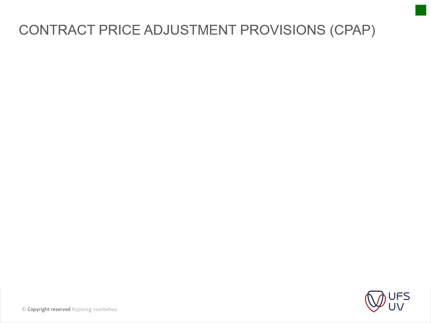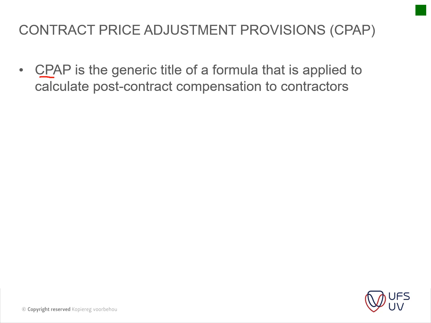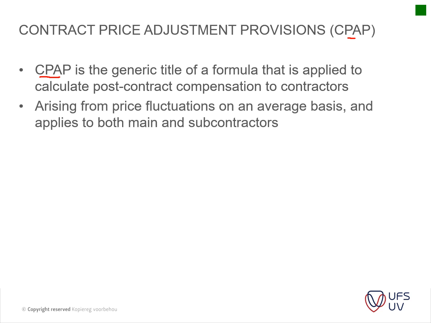Then contract price adjustment provision. Okay, so I hope everyone has heard about the contract price adjustment, and it's a generic title for the formula that's applied to calculate the post-contract compensation to contractors. So it's basically inflation. So there's a set of adjustment percentages, the inflation rates, for instance, for steel work, for earthworks, and for carpentry, wood, and those items fluctuate continuously. So the Bureau of Economic Research, Stellenbosch, publishes indexes that's usually used for your CPAP, and all that it says is it's just an adjustment of the rates according to inflation.